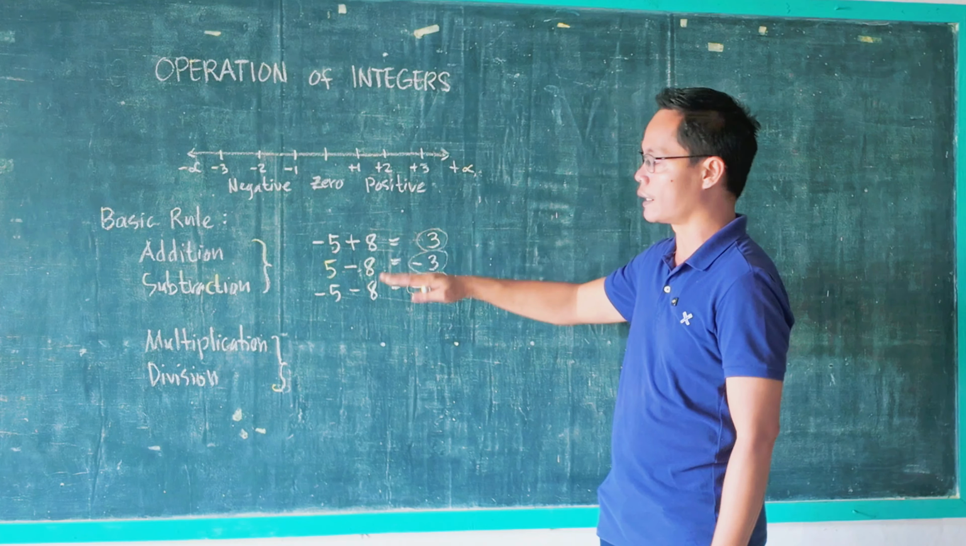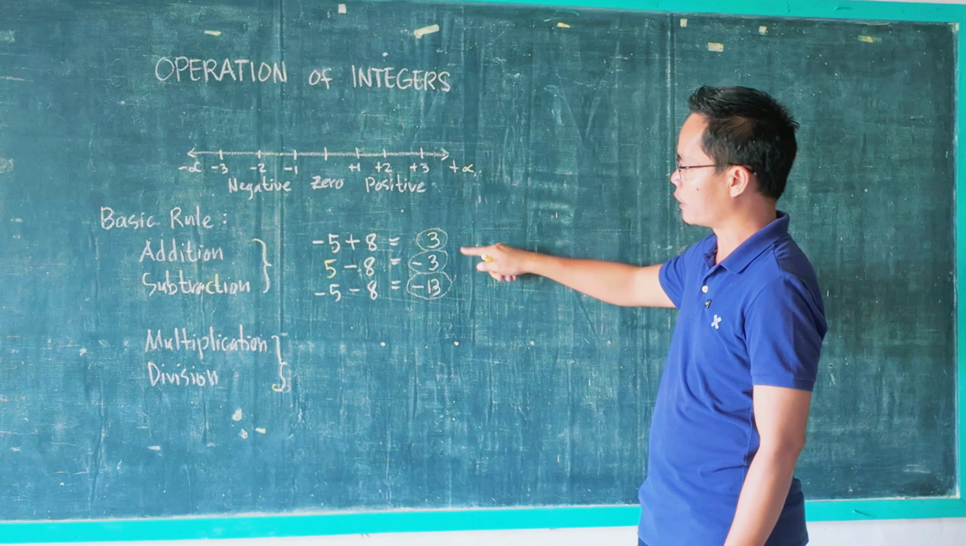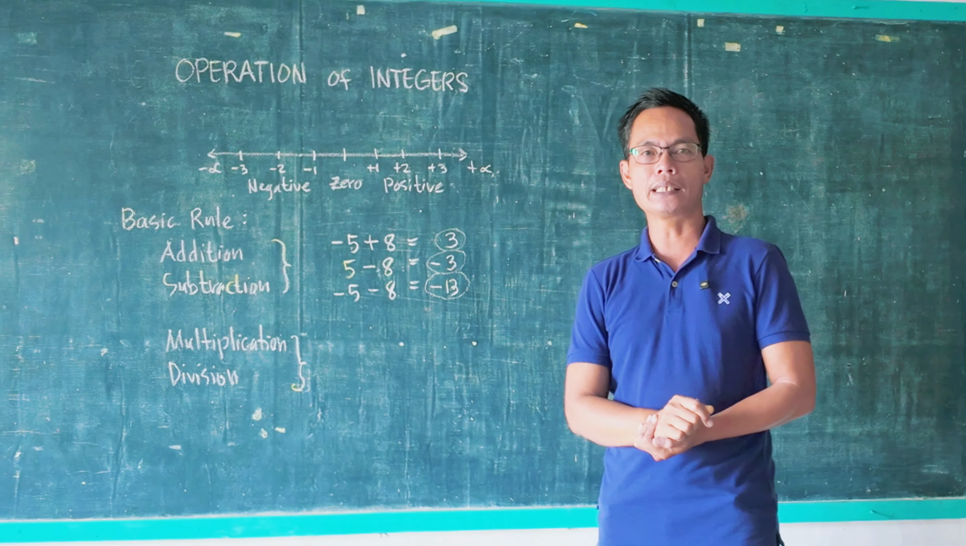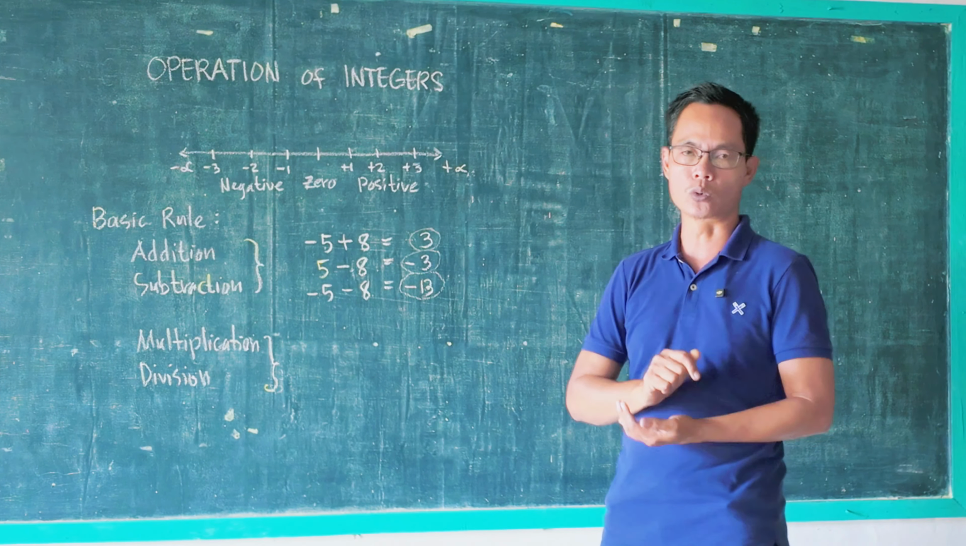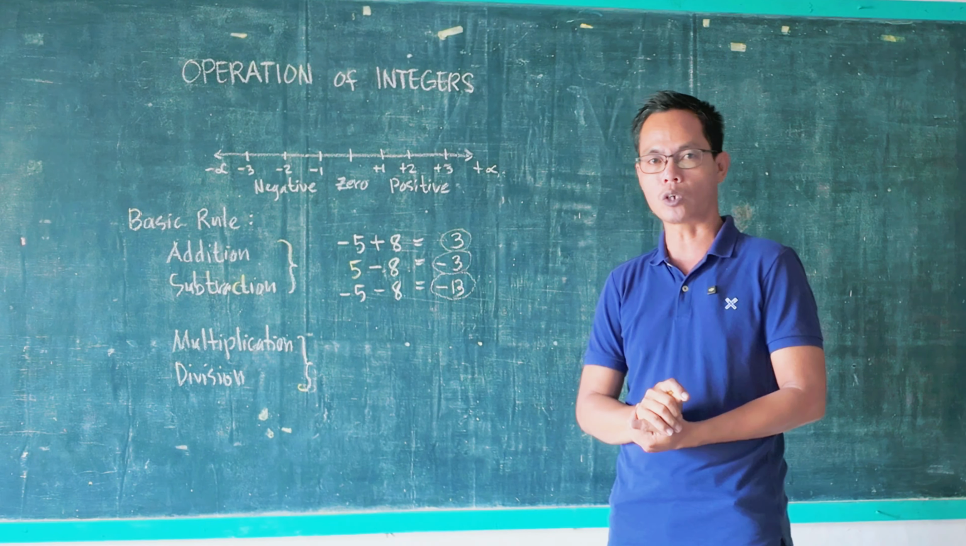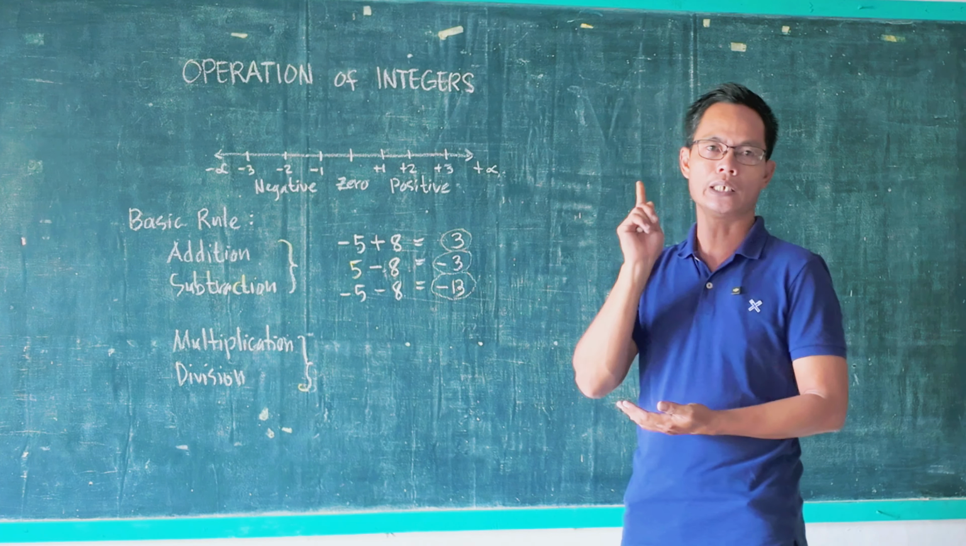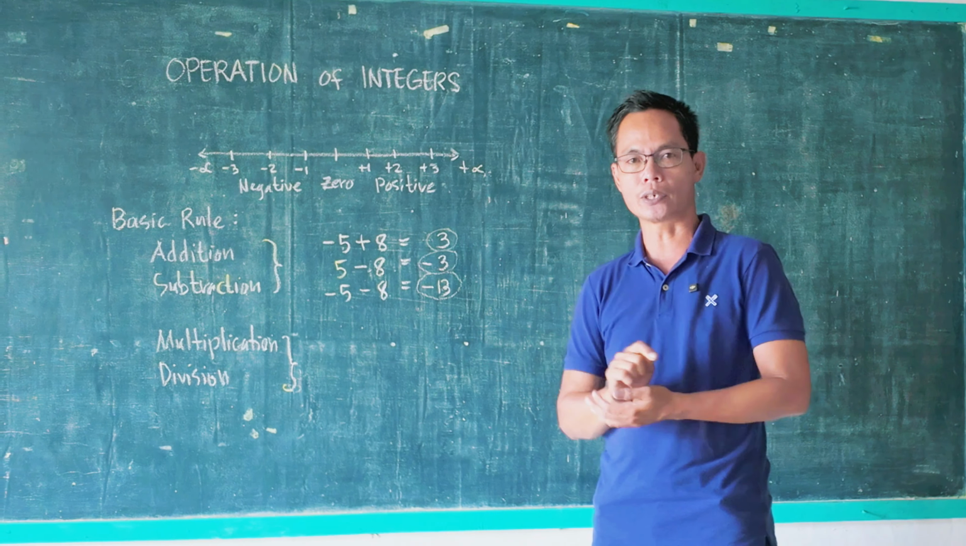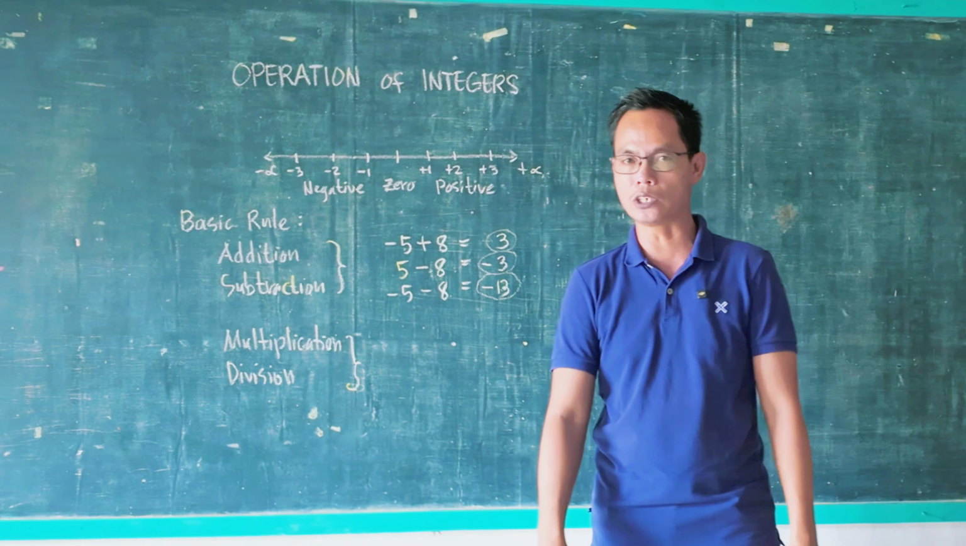So magkaiba ang kanilang operation. Kung makikita ninyo, iba-iba yung kanilang sagot. Ganyan na ganyan dapat ang kailangan ninyo na rule. You have to master this rule because this is a very important matter when you solve in mathematics, because a single mistake in sign, it will ruin your answer. Let's proceed to multiplication and division.